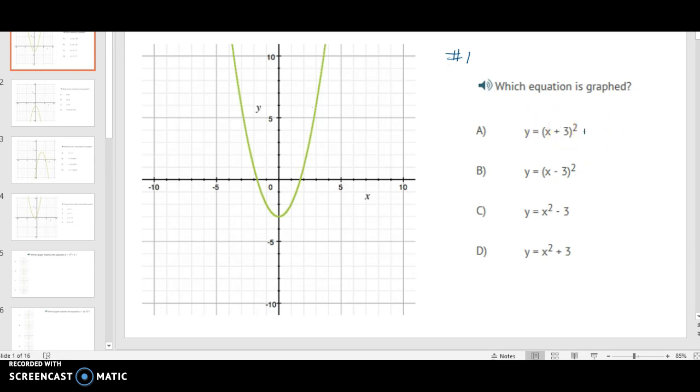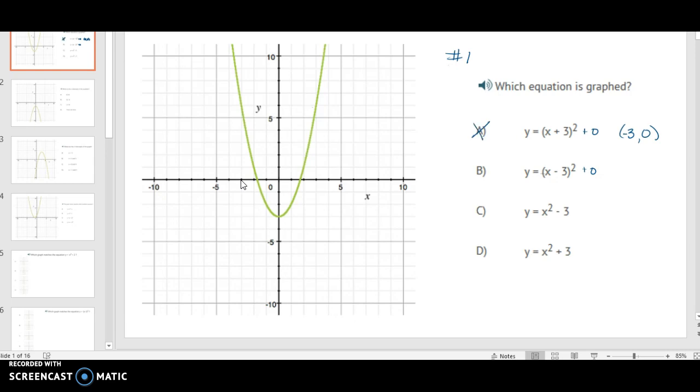It doesn't really look like there's a vertex because you're like, well, where is K? But it's there. It's behind it. So the vertex of A is -3, 0, because remember, it's the opposite of whatever falls in here. The vertex is at -3, 0. So I'm going to look here. Is my vertex at -3, 0? And that's a no. So it can't be A.